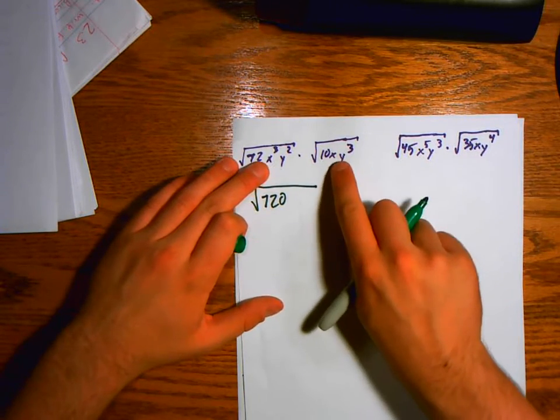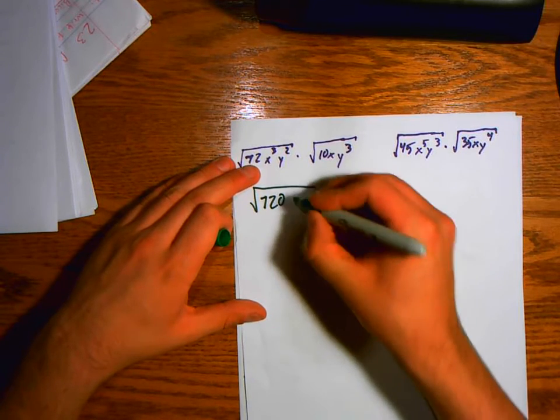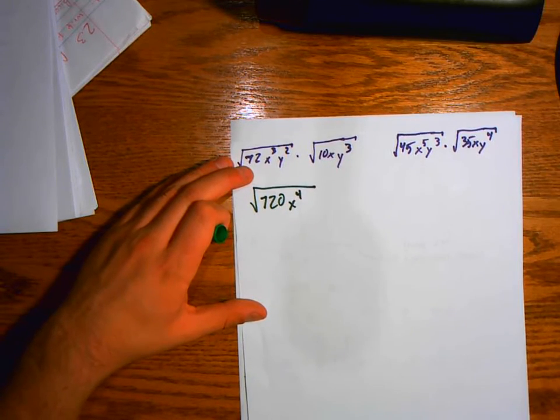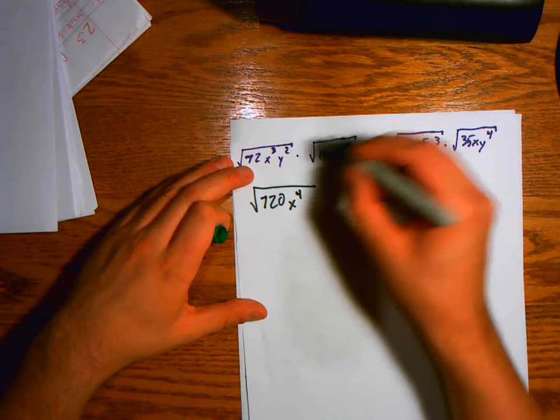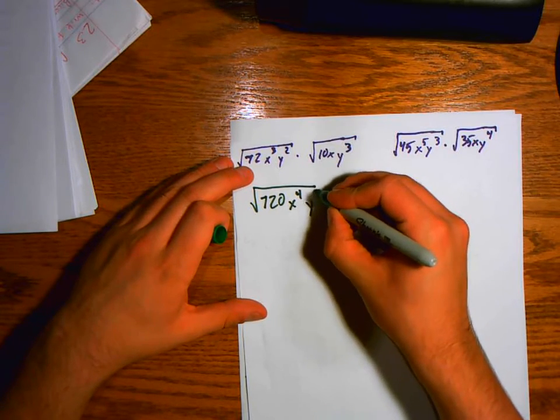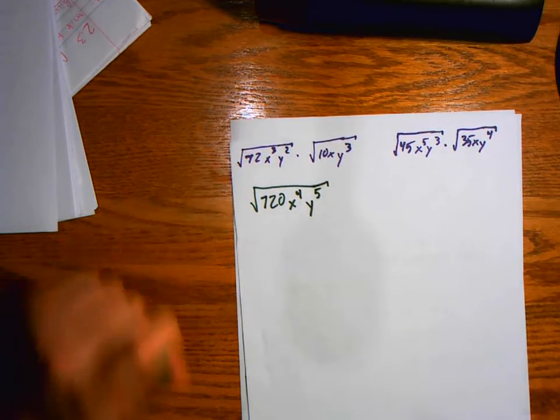X to the 3rd times x to the 1. We add our exponents. 3 plus 1 is x to the 4. Y to the 2 times y to the 3. Add our exponents. 2 plus 3 is 5.